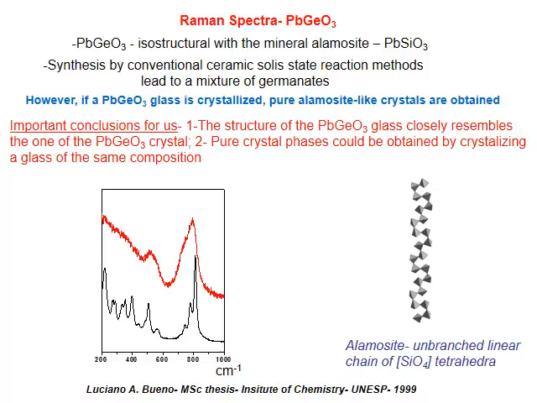One, the unknown structure of the glass should closely resemble the structure of the crystal. And two, pure crystalline phases, otherwise difficult to be obtained, could be easily obtained in minutes by crystallizing a glass of the same composition. We can therefore describe the general picture we obtain from vibrational spectra.